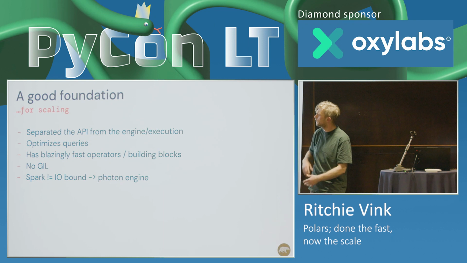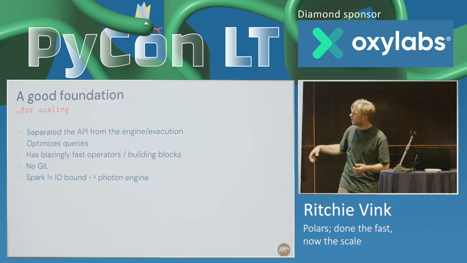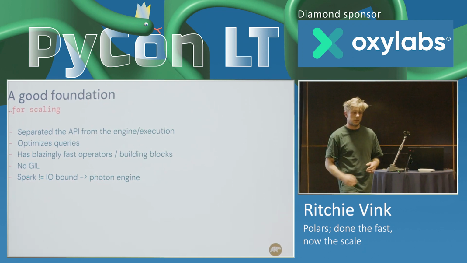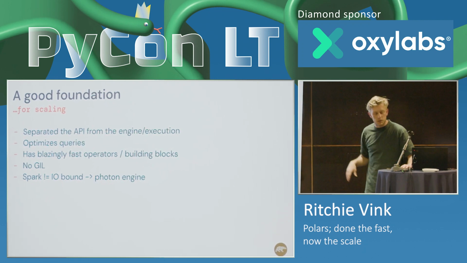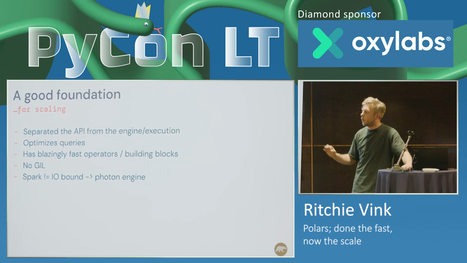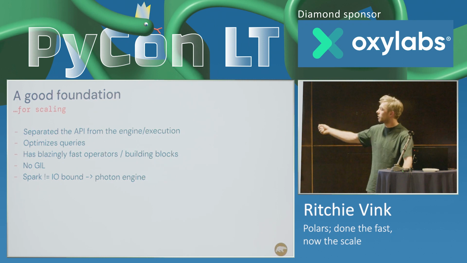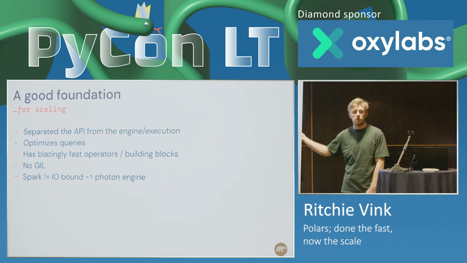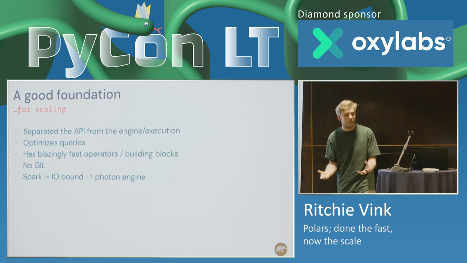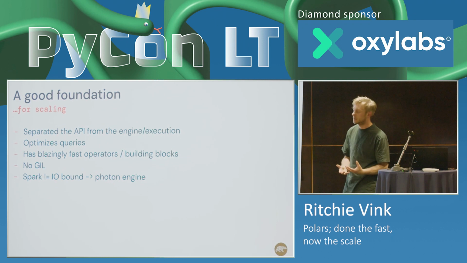So we optimize queries, we have blazingly fast operators, we don't have a GIL, and what's also interesting is that Spark, for instance, was built in Scala and was always I/O bound. But times have changed, and single machines have gotten faster and faster, and it turns out that Spark isn't I/O bound anymore for a lot of processes. Currently, Databricks is writing a Photon engine because it's CPU bound now for some processes.